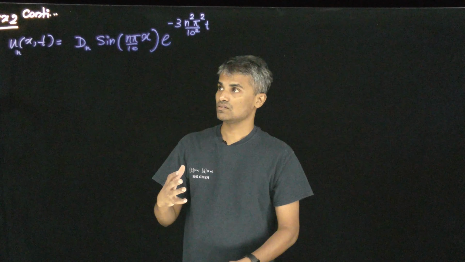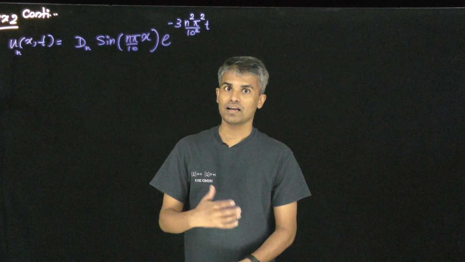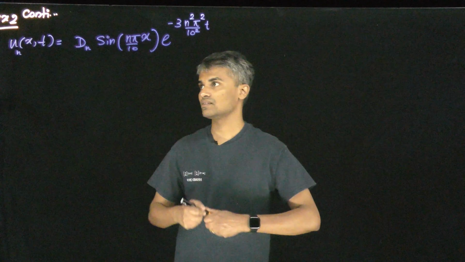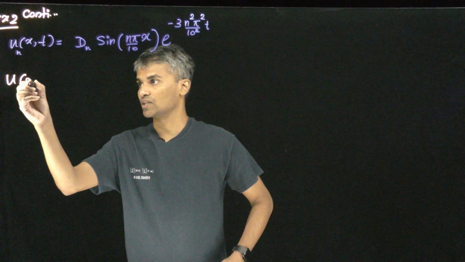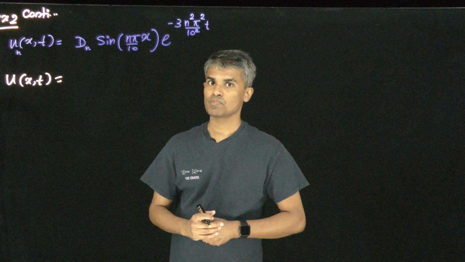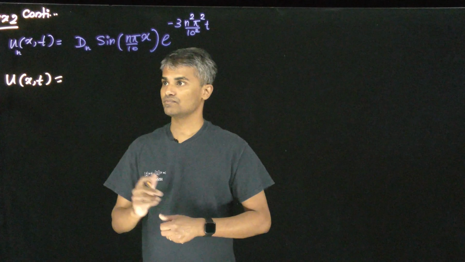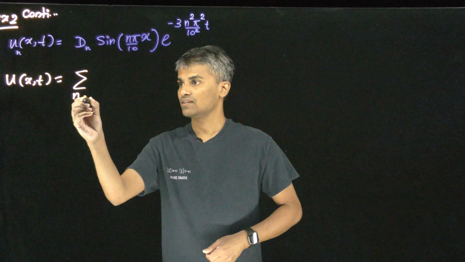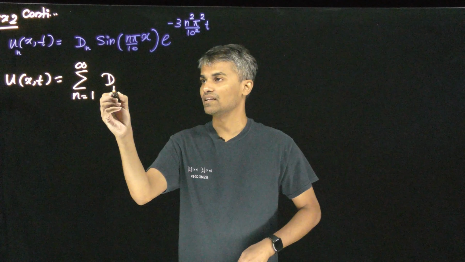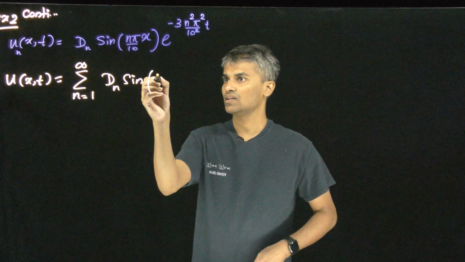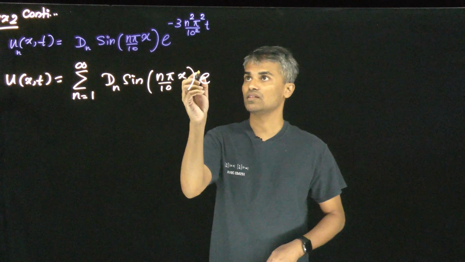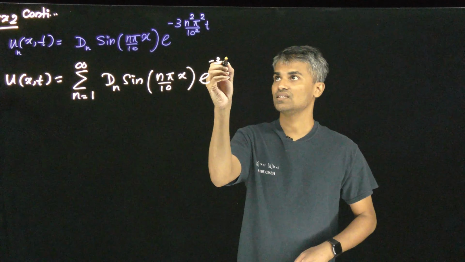Now since I have a family of solutions and our original PDE is a linear one, from the superposition principle we can construct another solution by adding all those solutions in our family. So to denote that, you have a summation that goes from 1 to infinity of d sub n times sine of n pi x over 10 times e to the this term.